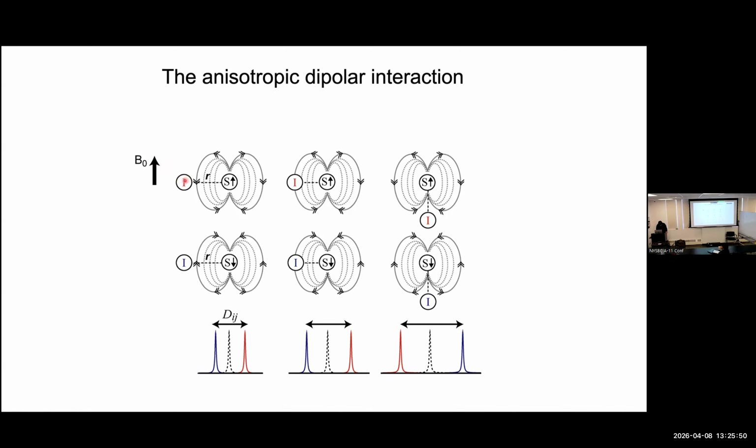Okay, great. So I have a spin I and I have a bonded spin S. And now the spin S can have either its nuclear spin in the alpha state or the beta state, right?